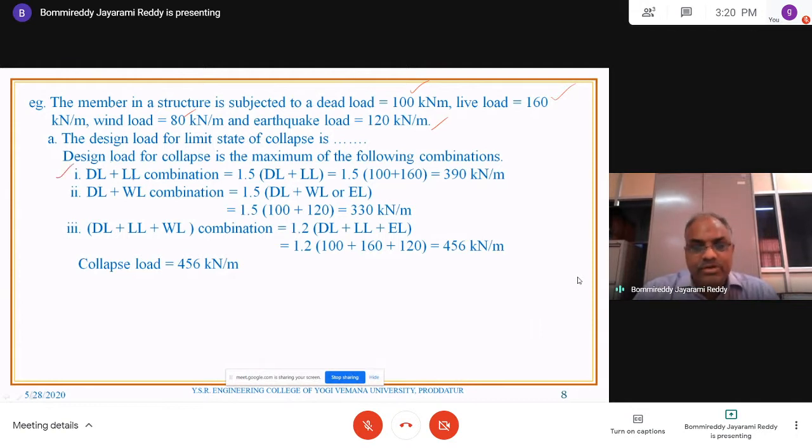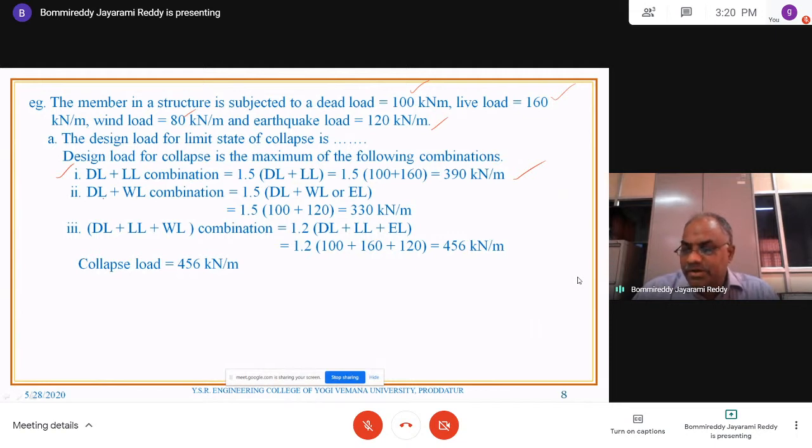Dead load and live load combination. When dead load and live load only are considered, the factor will be 1.5. So 1.5 into dead load plus live load. What is dead load? 100, and what is live load? 160. So this is 390. That means the factored load by considering combination 1 is 390 kilonewton per meter.